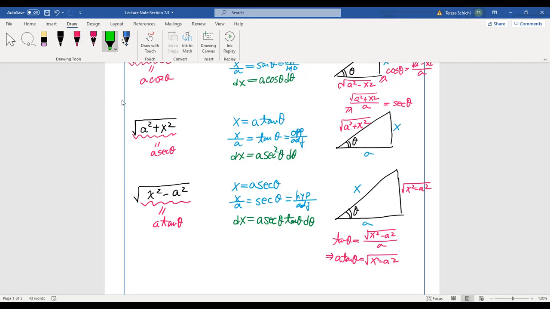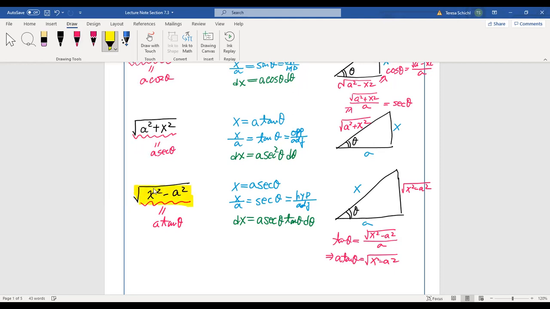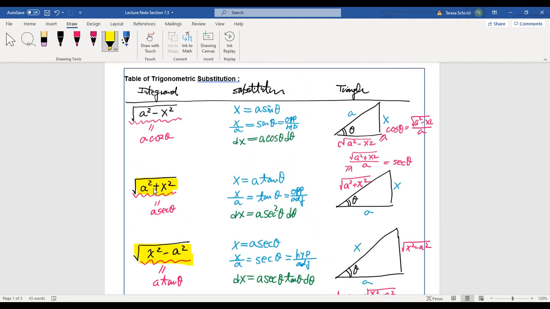This set of formulas is very specific, right? So if you have x squared minus a squared, what substitution do you need to do? If you have x squared plus a squared, what substitution do you need to do? What happens if you have a squared minus x squared? What type of substitution do you need to do here? All right.